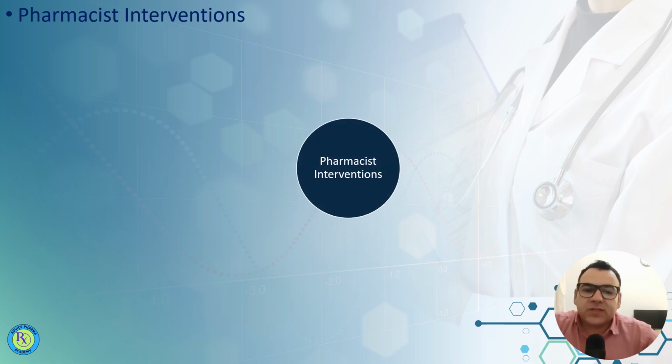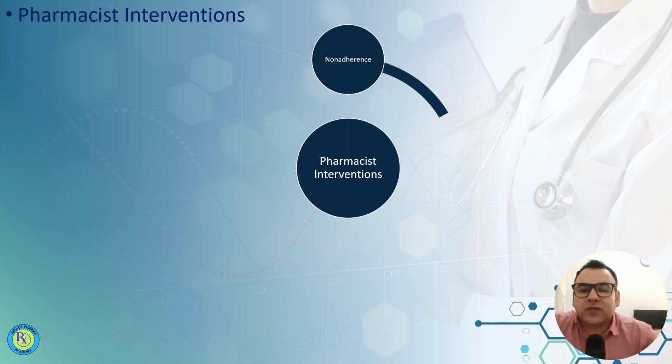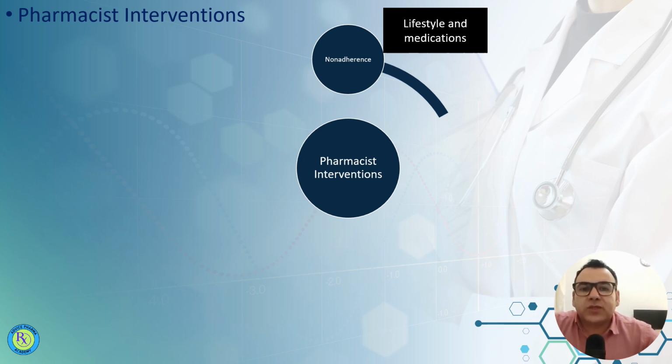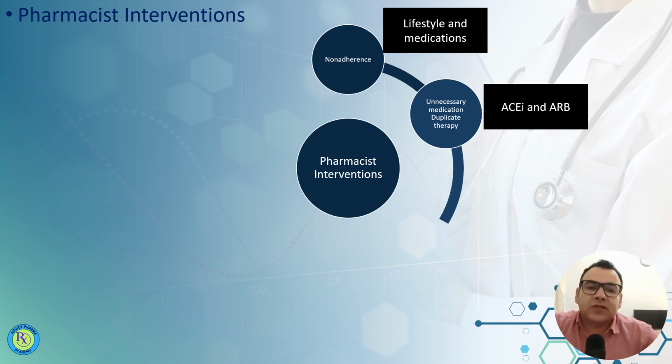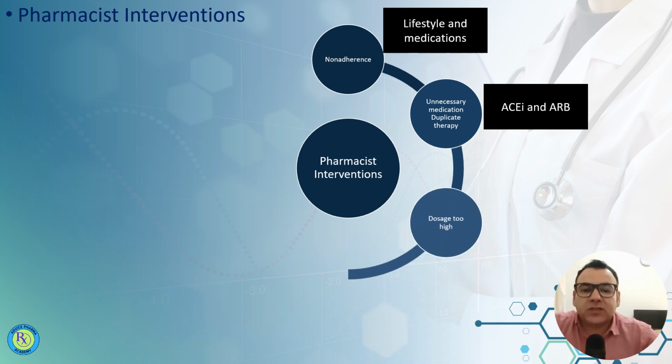So what is the pharmacist intervention for treatment of heart failure? We can do a lot of work here. We can focus on non-adherence, so we can capture the non-adherence of the patient to lifestyle or medication. Unnecessary medication or duplicate therapy can be identified. We can see a patient on an ACE inhibitor and ARB, or an ACE inhibitor and ARNI, so we need to do our intervention to contact the prescriber to stop one of these medications.